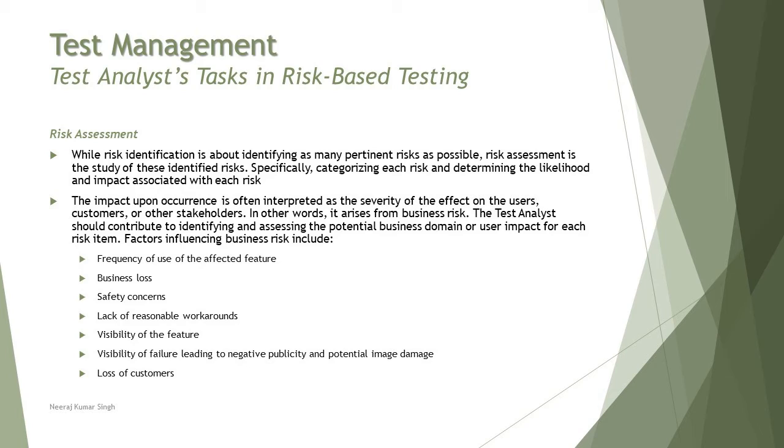Further, there is an example of what kind of impacts we can have once we have a particular risk related to the product or project. Have a look at the examples here: frequency of use of the affected feature, business loss, safety concerns, lack of reasonable workarounds, visibility of the feature, visibility of failure leading to negative publicity, and potential image loss, as well as loss of customers. One way or the other, we make sure that the risks are identified in such a way that we write enough steps to mitigate them, and at the same time we assure the users and consumers of the product that they can use it risk free.